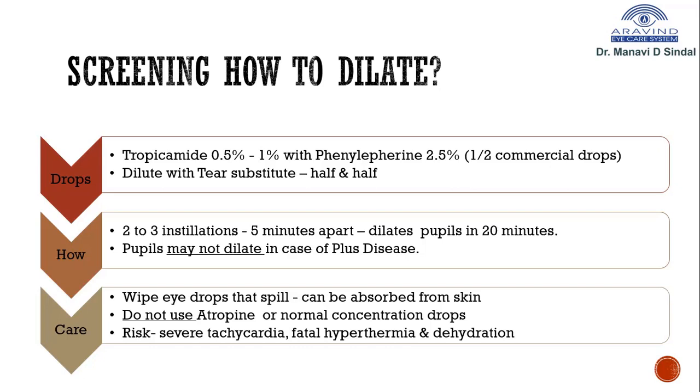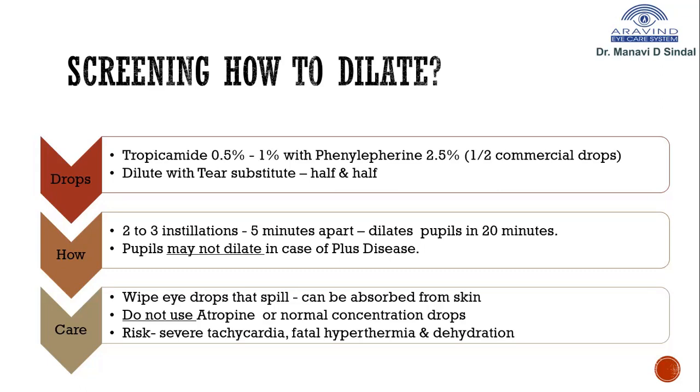How do you use this? 2 to 3 instillations, about 5 minutes apart. The pupil will dilate in 15 to 20 minutes. If the pupils don't dilate, don't keep on adding, because in the case of plus disease, the pupil may be resistant to dilatation. And what care do you have to take? You have to wipe out the drops that spill, as they can be absorbed from the delicate skin of the babies. Very important not to use atropine or normal concentration eye drops. There is a concept among a lot of people that for dilating children you use atropine. Atropine is used in older kids for refraction and cycloplegic refraction, and not for dilatation.